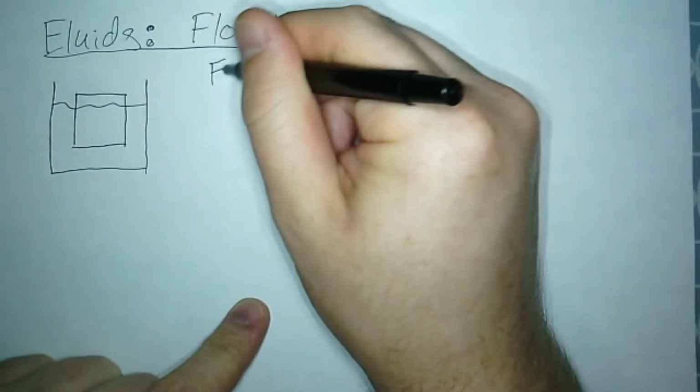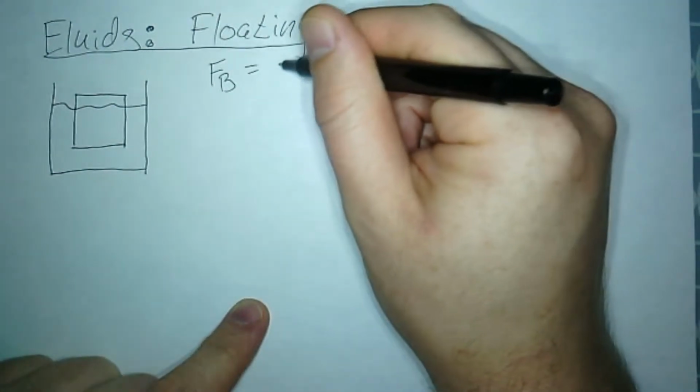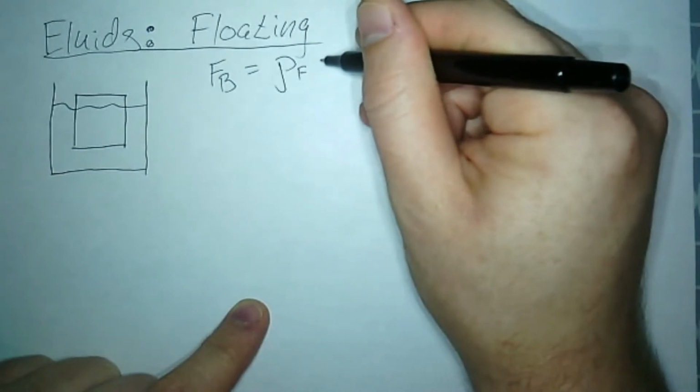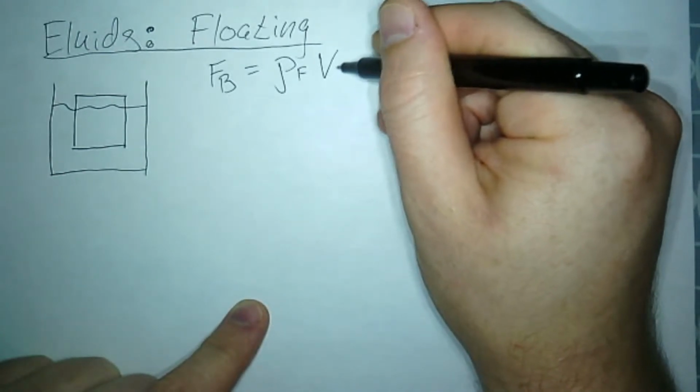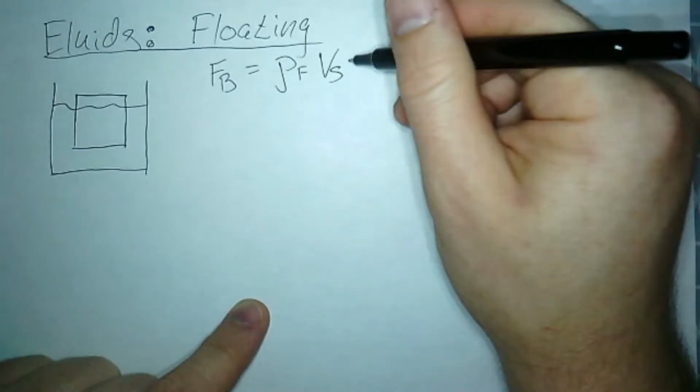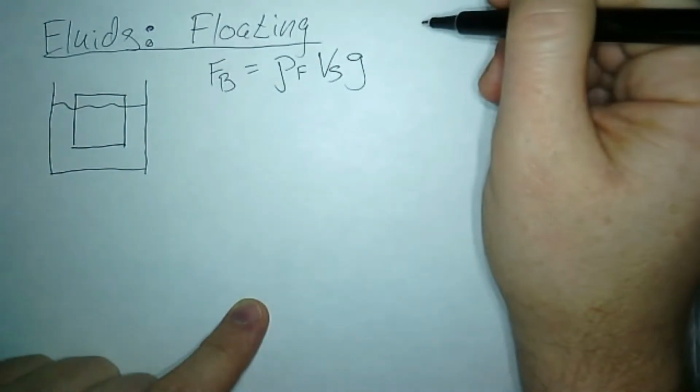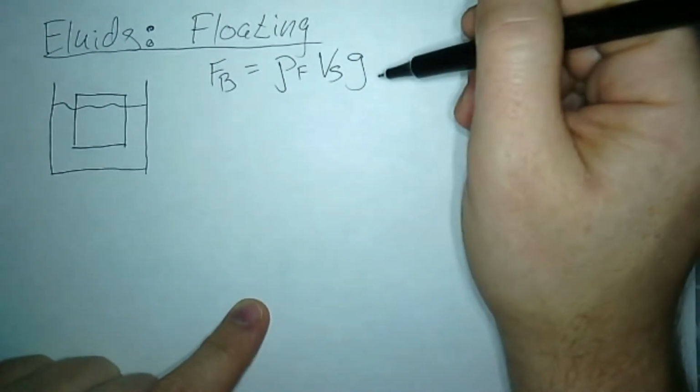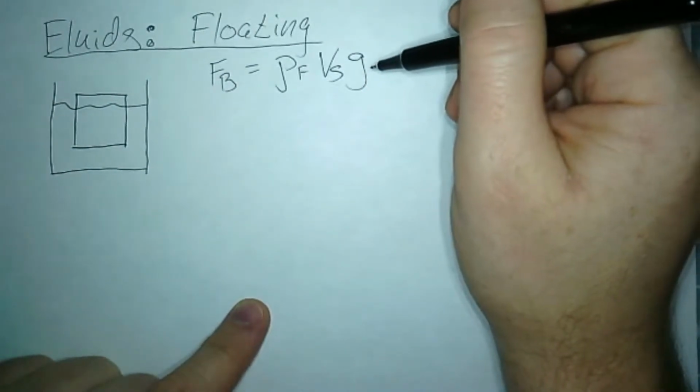Well, the buoyant force equation, if you remember, is that the density of the fluid times the volume submerged, or the volume displaced, times gravity. So the volume of the fluid displaced.